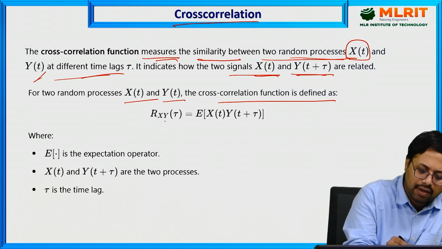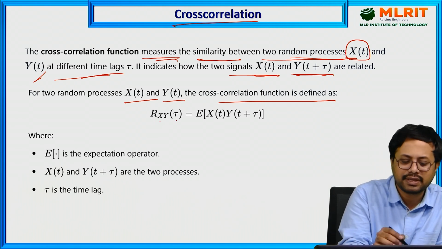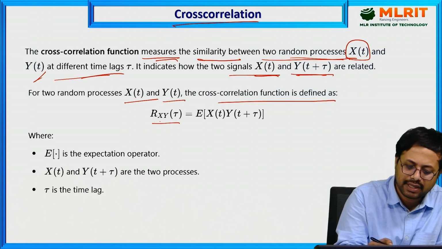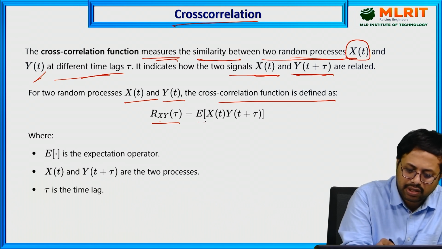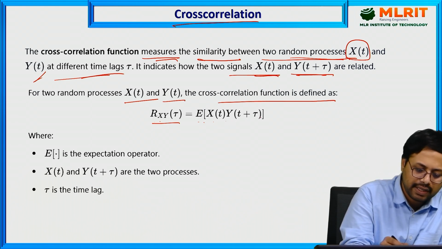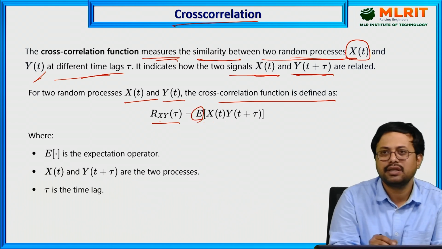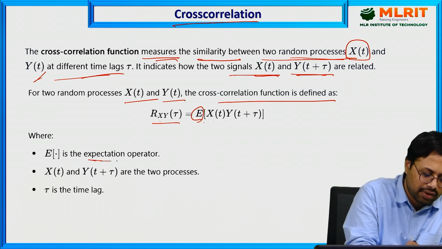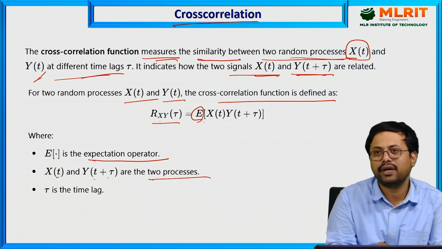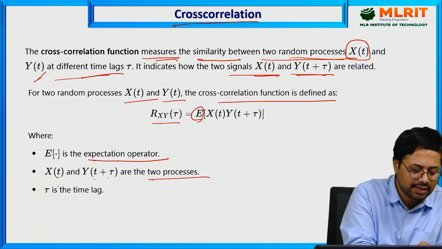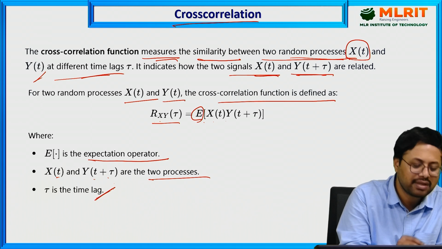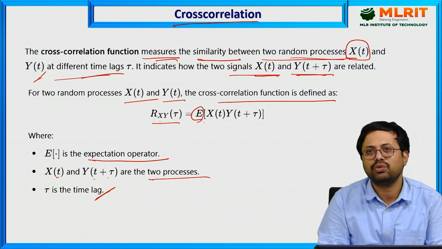R xy of tau, in terms of wide-sense stationary, is the expectation of x of t into y of t plus tau. Here E represents the expectation operator, and x of t and y of t plus tau represent two different processes at two different time instants. And tau represents the time difference or time lag between the two different processes.